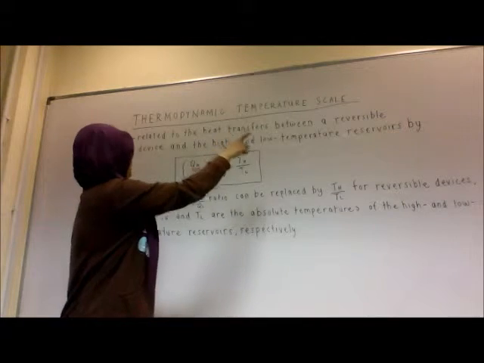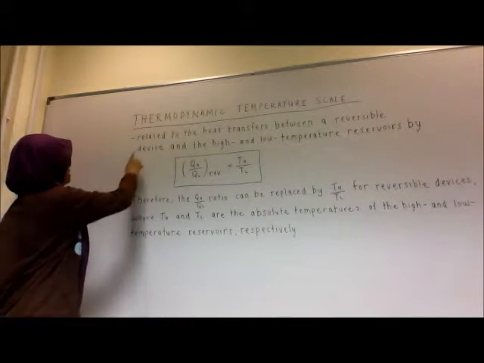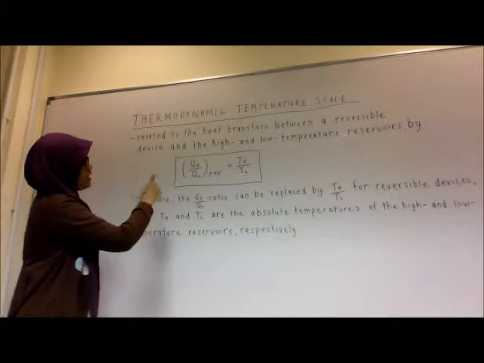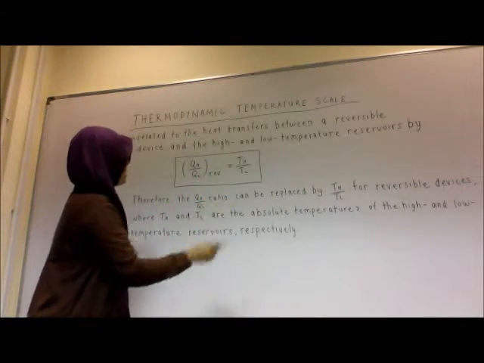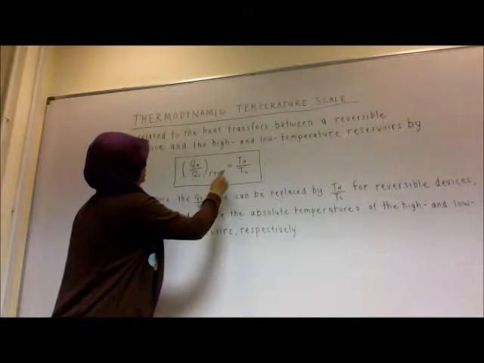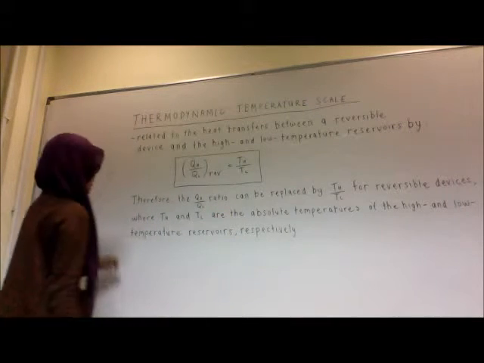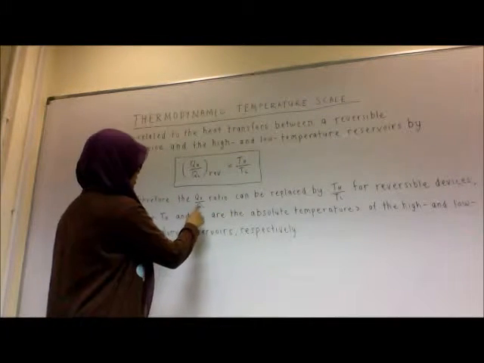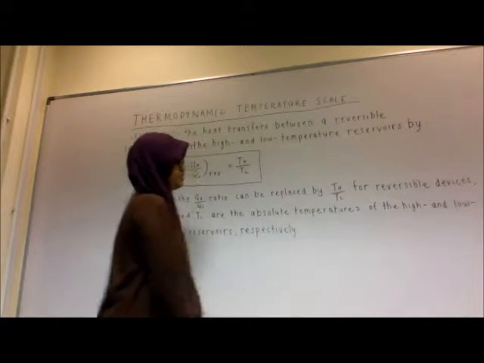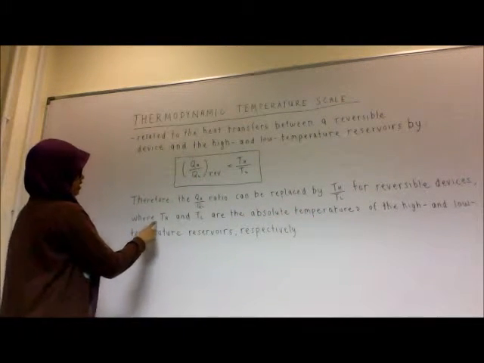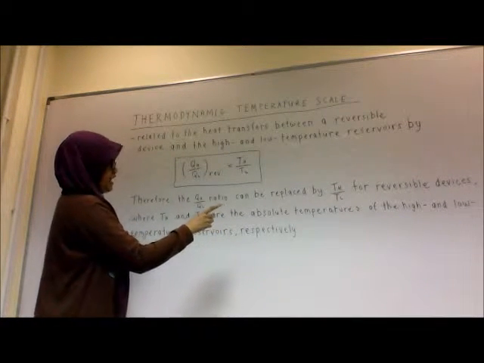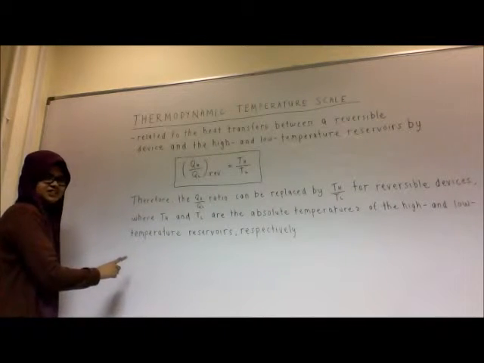Thermodynamic temperature scale. It is related to the heat transfers between a reversible device and the high and low temperature reservoirs by the equation QH over QL equal to TH over TL. Therefore, the QH over QL ratio can be replaced by TH over TL for reversible devices, where TH and TL are the absolute temperatures of the high and low temperature reservoirs respectively.